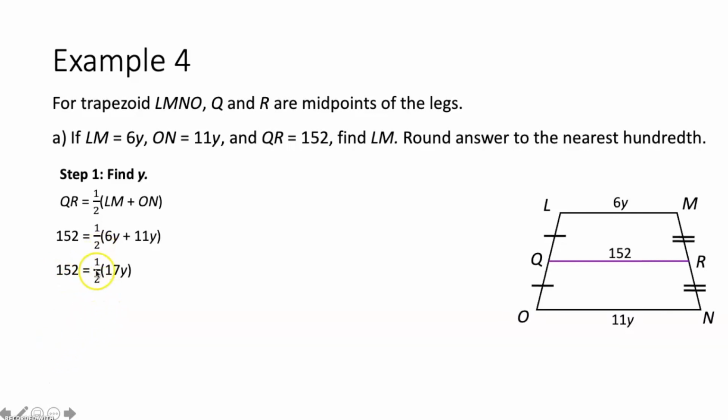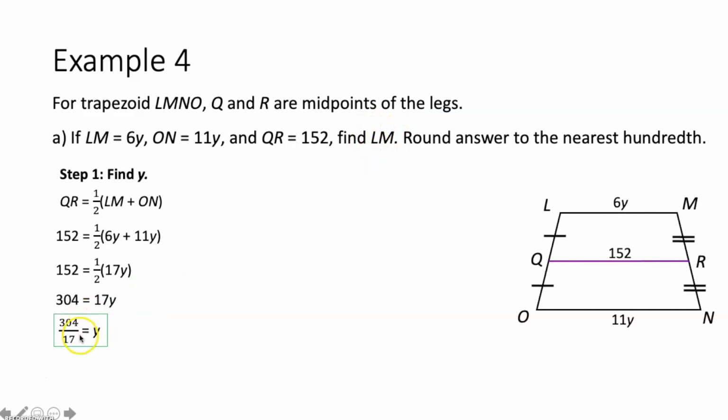Easier way to go here would be to get rid of this 1/2 by multiplying both sides by 2. If I multiply this side by 2, the 1/2 and the 2 cancel each other out. Over here, 152 times 2 gives you 304. I can then solve for y by dividing both sides by 17, and I get y is equal to 304 over 17. Notice that I did not round because I'm trying to find the measure of segment LM.